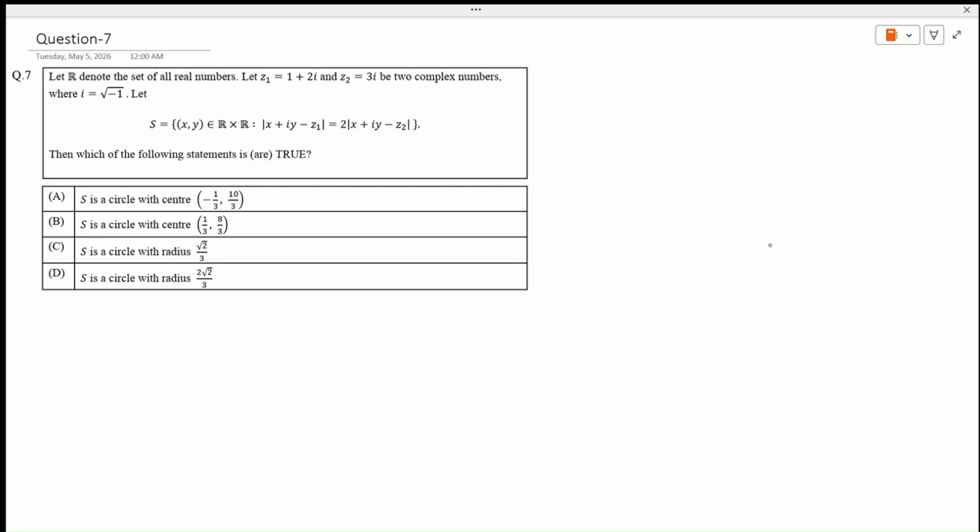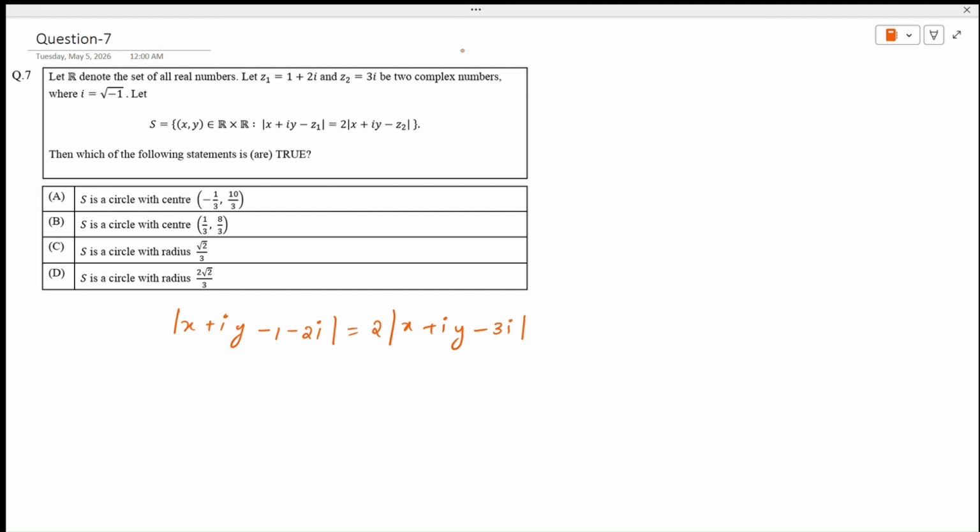Now let us look at the last question of this video. Here, let R denote the set of real numbers, and z1 and z2 are two complex numbers. S is a set of ordered pairs x comma y which satisfy the given condition. Which of the following statements are true? Now let us solve this equation. So modulus of x plus iy minus z1, which is 1 plus 2i, equals 2 times modulus of x plus iy minus z2, which is 3i.